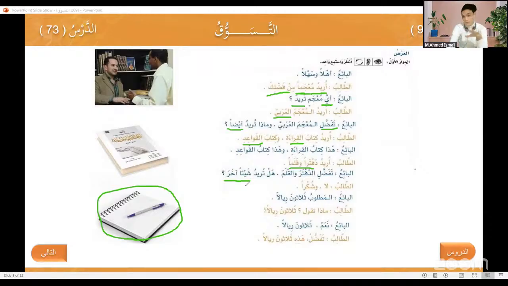We can use this word a lot, by the way. Especially the word شيئا, not the word آخر. The word شيء we can use for saying a lot of things. So الطالب said لا وشكرا, no and thanks.